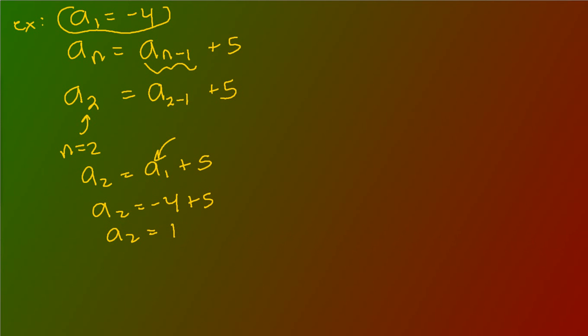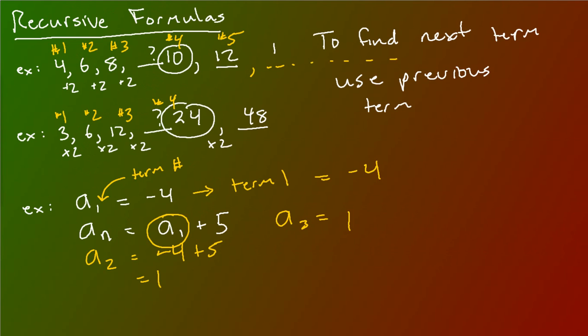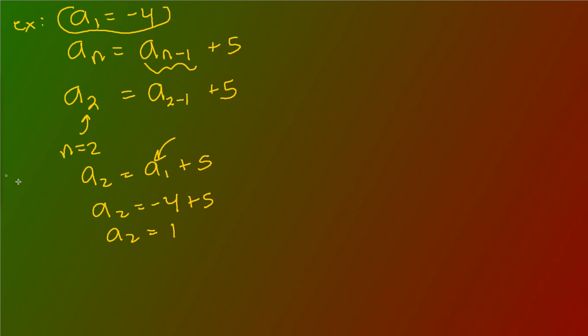So I get a 1. Okay, so now I know what term number 2 is. So I'd say term number 2, that's a 1. And I could even keep a list over here. All right, I have -4. I have 1. Now let's see what's next.